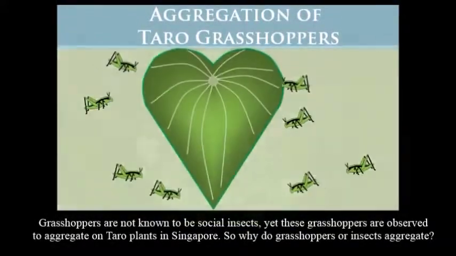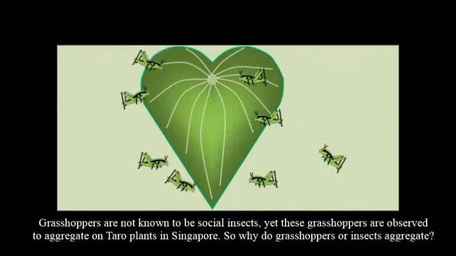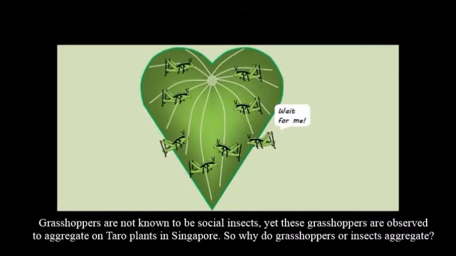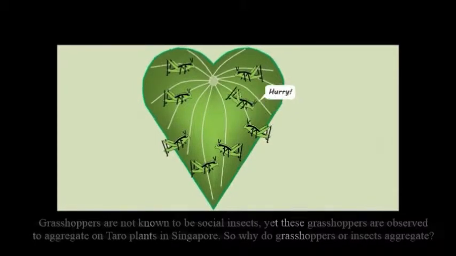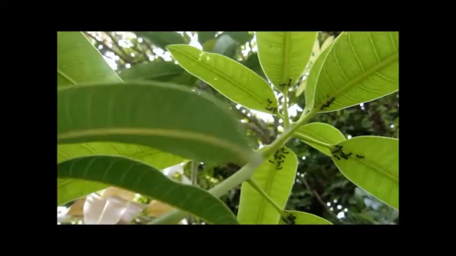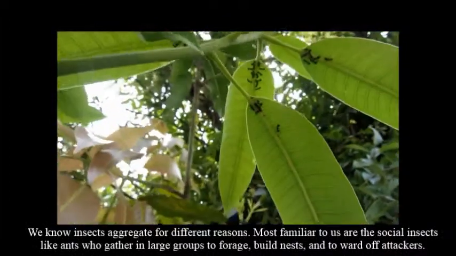Grasshoppers are not known to be social insects, yet these grasshoppers are observed to aggregate on taro plants in Singapore. So why do grasshoppers or insects aggregate? Let's take a look at some aggregating insects. We know insects aggregate for different reasons.